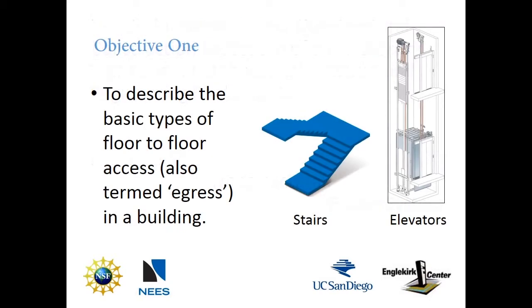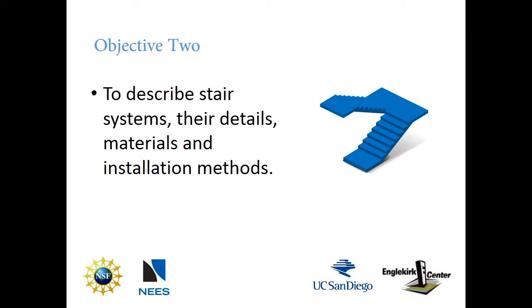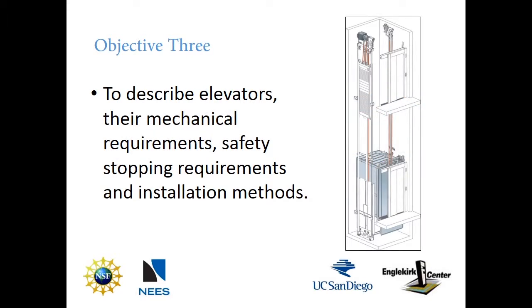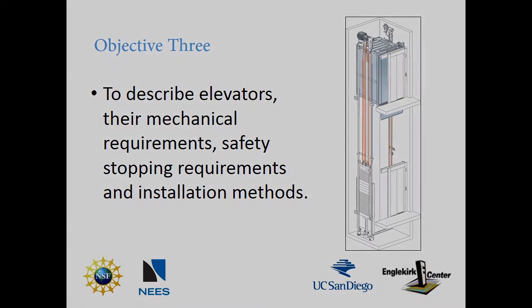Objective 1. To describe the basic types of floor-to-floor access, also termed egress, in a building. Objective 2. To describe stair systems, their details, materials, and installation methods. Objective 3. To describe elevators, their mechanical requirements, safety stopping requirements, and installation methods.